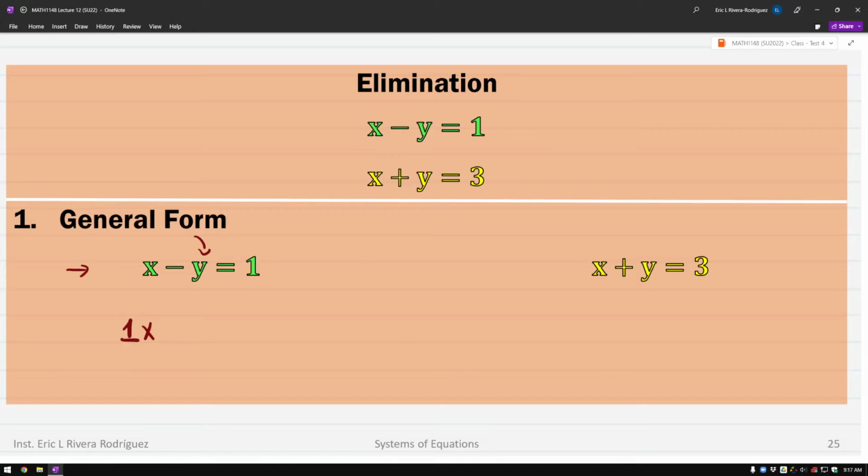It is -1, okay? So remember, for general form, if we have subtraction, we convert it to addition, but then the negative will go to the next term. So the negative will go to the coefficient of the next term. So now we are seeing the general form of the first equation: 1 times x plus -1 y equals 1. Okay. Does this make sense? Any question regarding this?